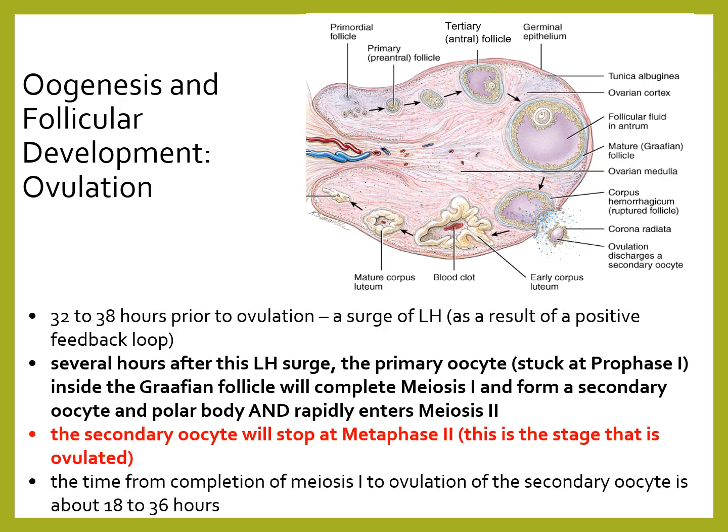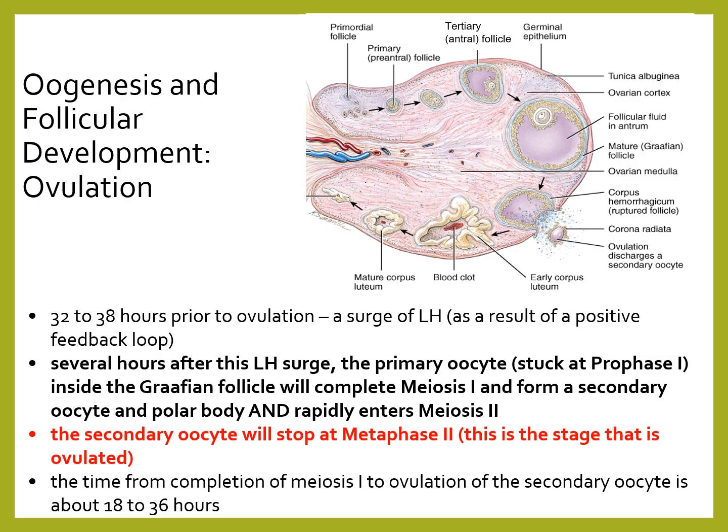32 to 38 hours prior to ovulation, there will be a surge in LH, which is also called luteinizing hormone. This surge is going to be a result of a positive feedback loop that we're going to talk about in a bit. There's also going to be a surge of FSH right along with the LH, but we're going to concentrate on the LH because it is this LH surge that is going to result in ovulation.